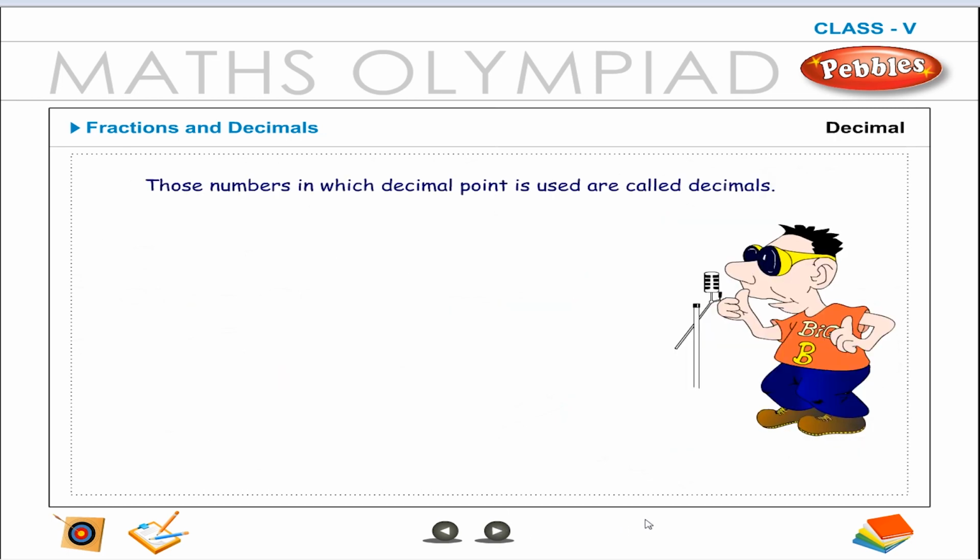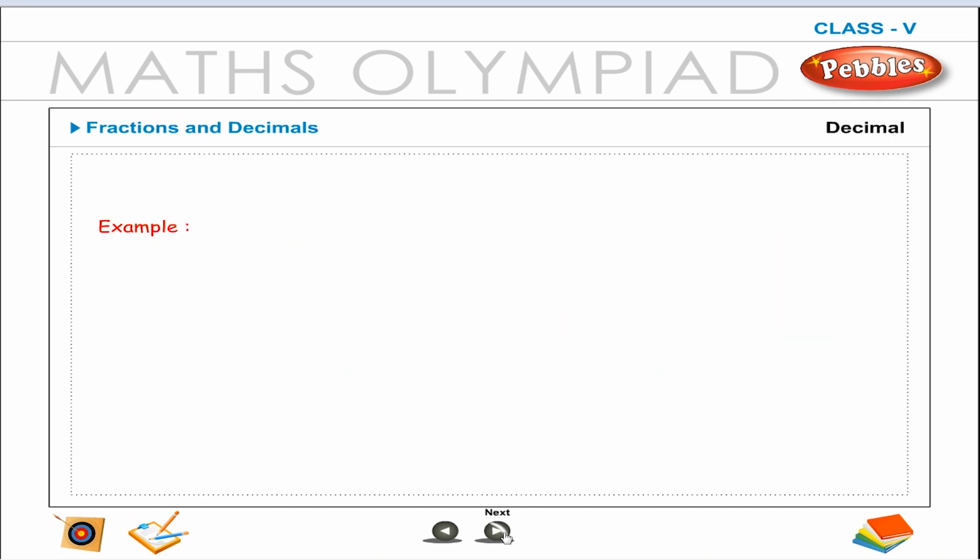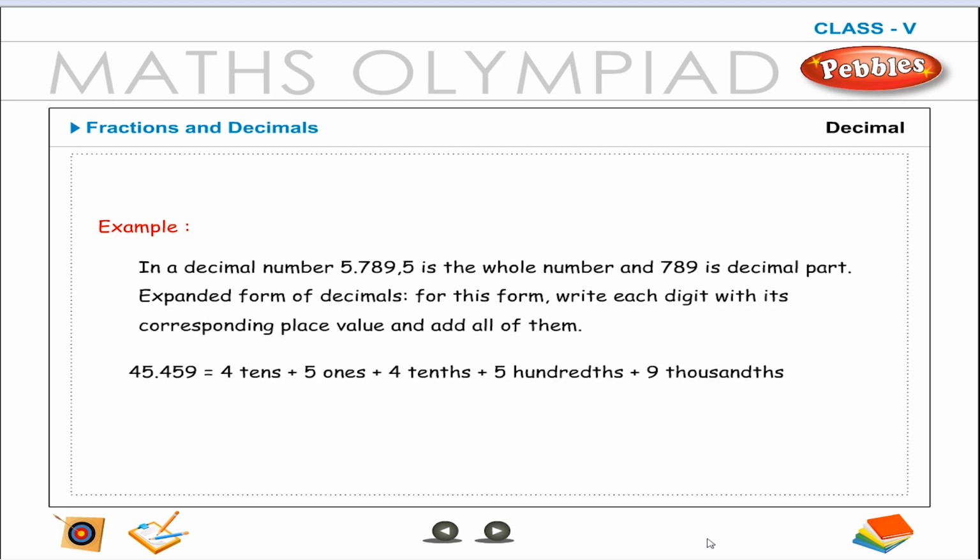Decimal. Those numbers in which a decimal point is used are called decimals. These numbers have two parts. Whole number part, which is on the left hand side of the decimal point. Decimal part, the part which is on the right hand side of the decimal point. Example, in a decimal number 5.789, 5 is the whole number and 789 is the decimal part.